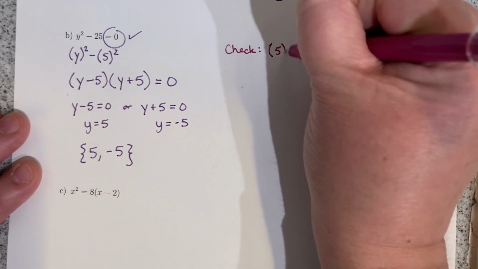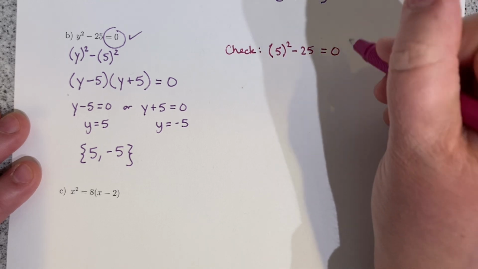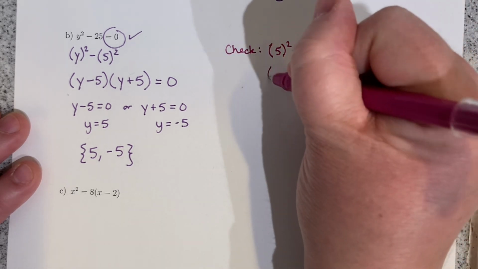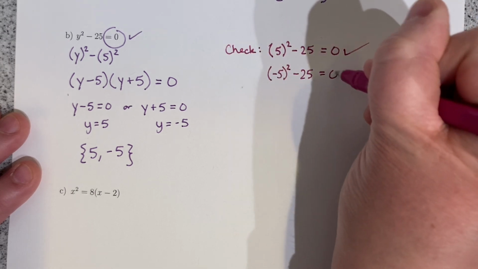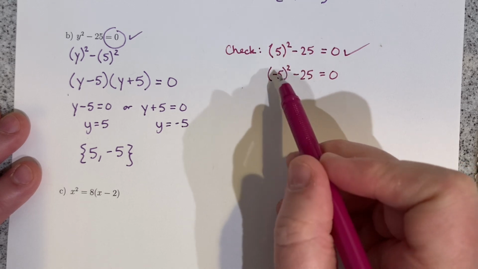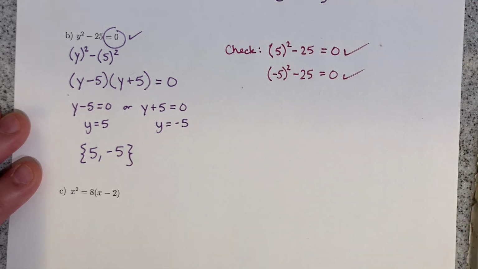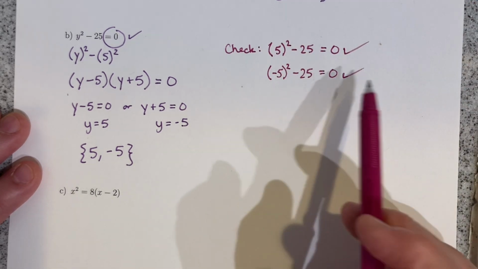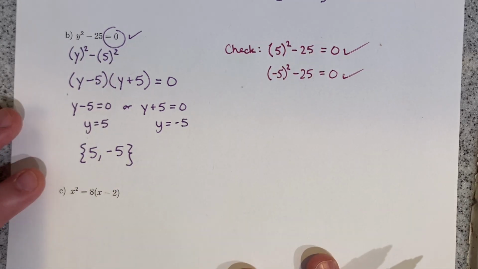So the first one would be 5 squared minus 25. Does that equal 0? Yep. 25 minus 25 is 0. Negative 5 squared minus 25, does that equal 0? Yeah, because negative 5 squared, make sure you're putting a negative in parentheses, then it would equal 0. Yep. Okay, so that's what checking looks like. It's not necessarily difficult. It's a lot easier though when there's only 2 terms.